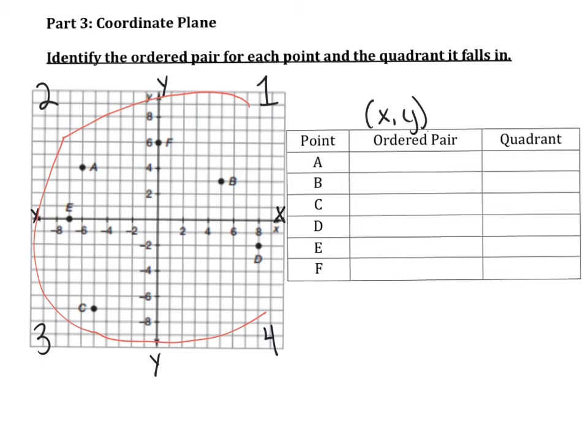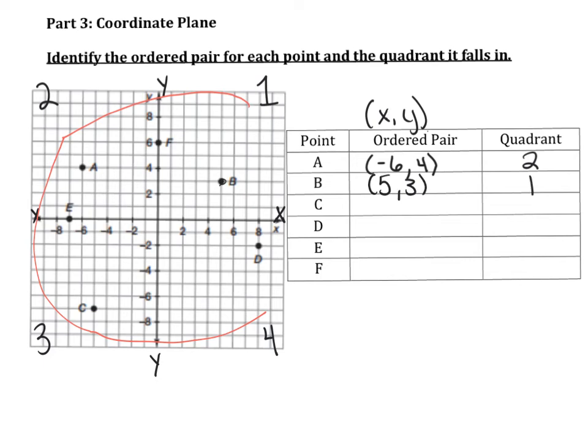So A is right here. So it is at negative 6, 4. So negative 6, because that's the x, and then 4. And it is in quadrant 2. Next we have B. B is right here. It is at 5 and 3. So we write 5, 3, and it is in quadrant 1.